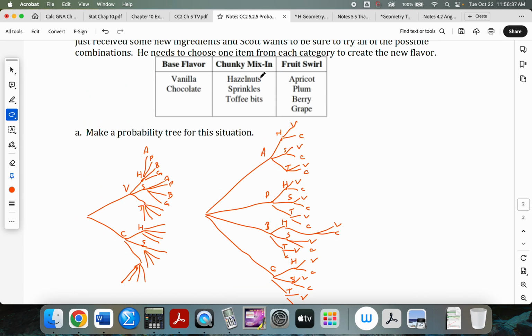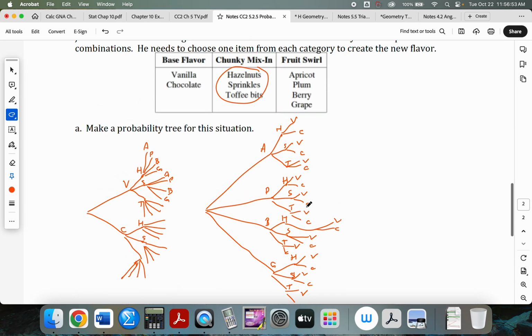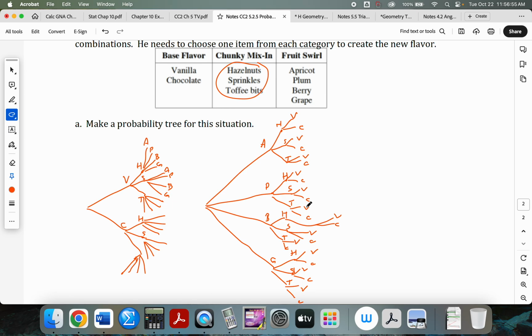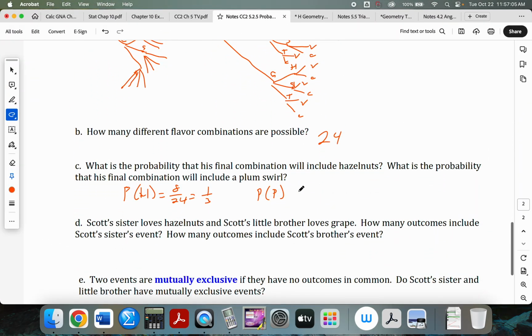If we go back to this, there were 3 choices here, and he had to pick one. Probability the final combination will include a plum swirl. Well, let's see. Plum. That's all of these. 1, 2, 3, 4, 5, 6 out of 24. Oops. Which is 1/4.